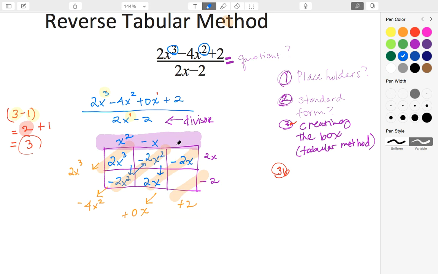And then back in the purple section, what times 2x will give me negative 2x? Negative 1. And then I go back down to complete my last column. Negative 1 times negative 2 is positive 2. And that checks out. So then my quotient is what's in purple right here. So I can say the quotient is x squared minus x minus 1.